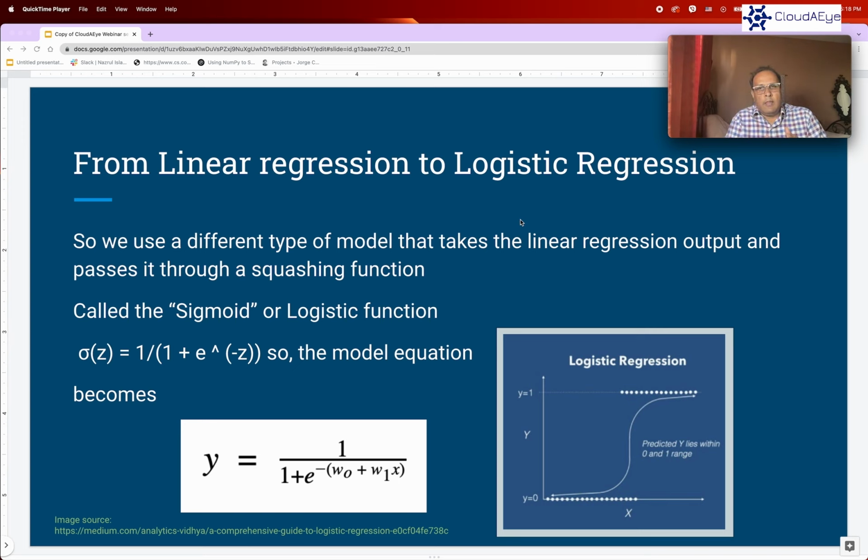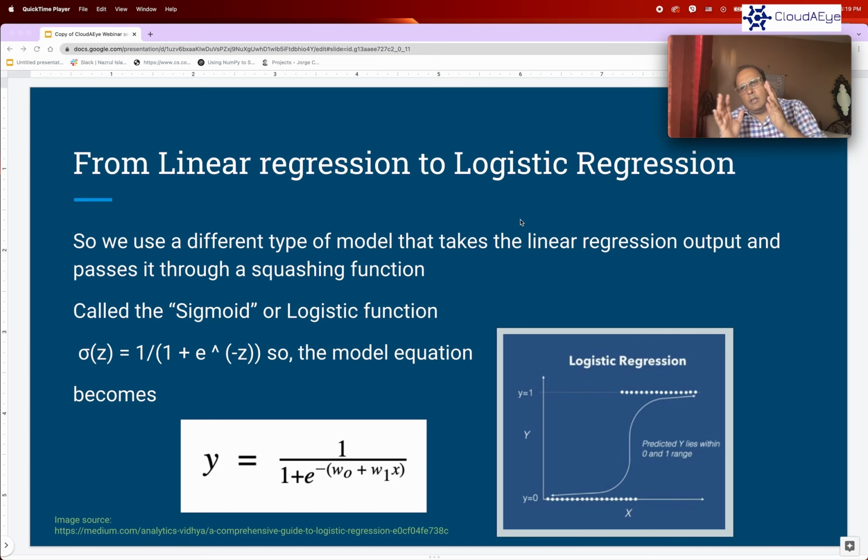So the line that we have seen before, right? Now we pass it through a squashing function, what we call a sigmoid function in this case, or a logistic function, which usually has the signature of 1 over 1 plus e to the power negative z. So that is the function that we use for logistic regression.